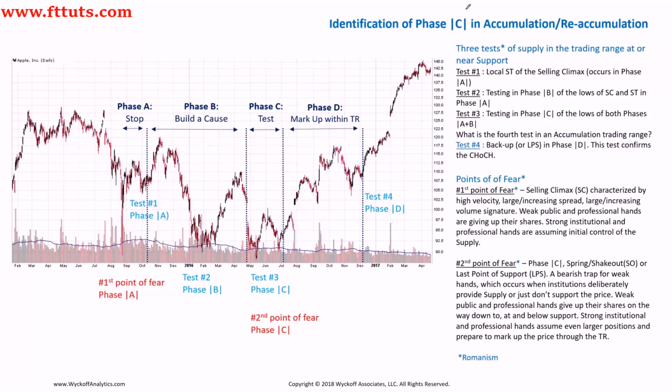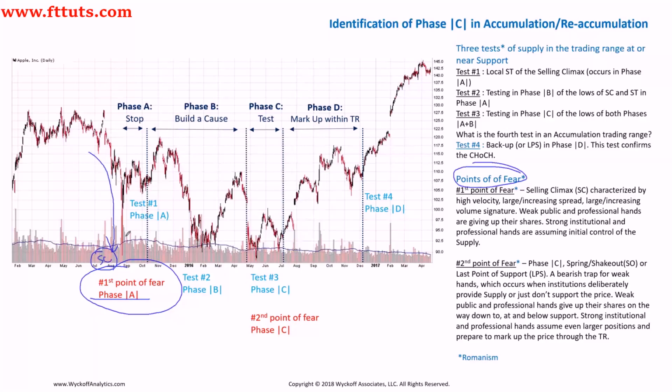Another identification of phase C that is very valuable to us is the second point of fear. Points of fear are all going to be discussed within the context of the sentiment. Our first bearish sentiment that we could find, and therefore the first point of fear, is going to be in phase A. It's going to be associated with the selling climax.